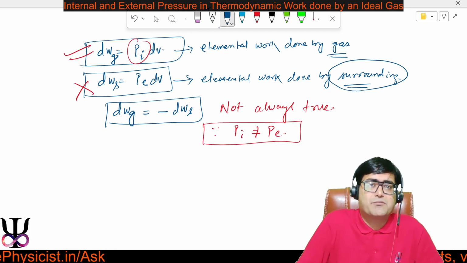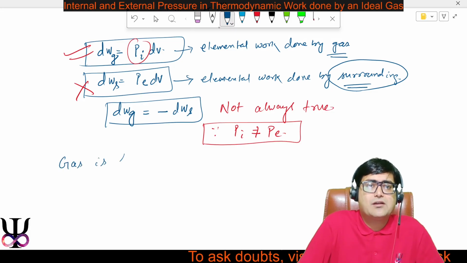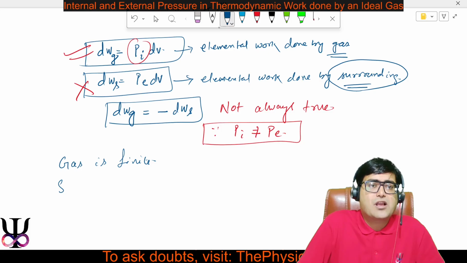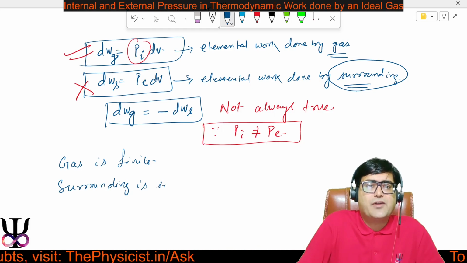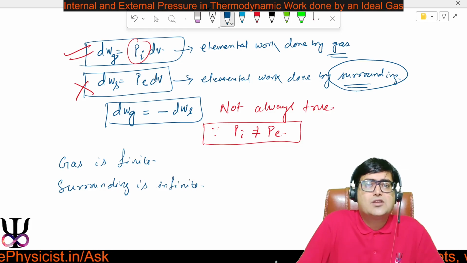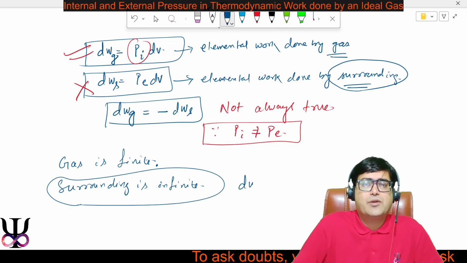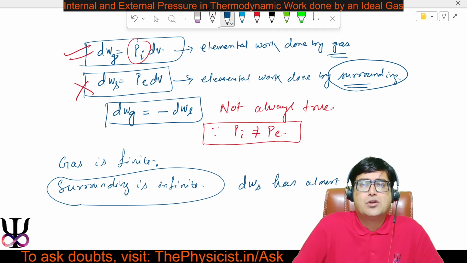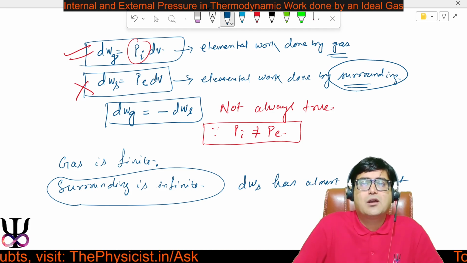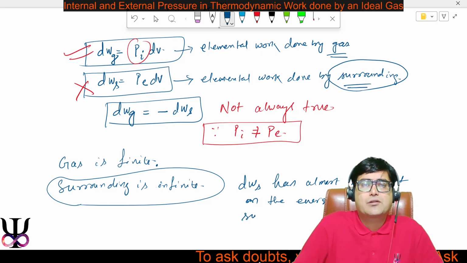Never the external pressure in the sense that we are never going to consider the work done by the surrounding. The basic reason being, the gas is finite, the surrounding is not. The surrounding is infinite. So when we do energy analysis of the surrounding, dWs has almost no effect on the energy of the surrounding.